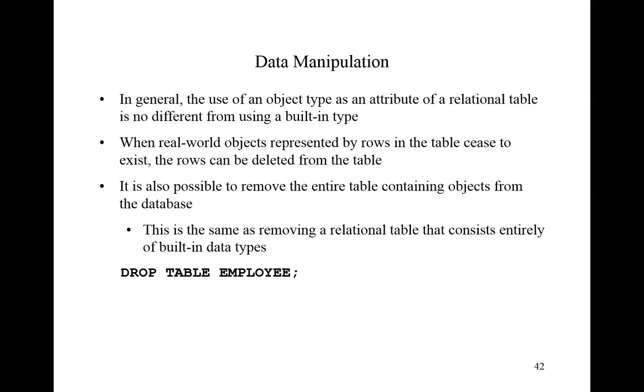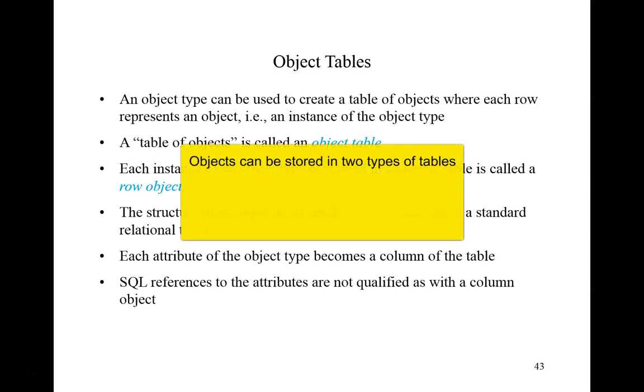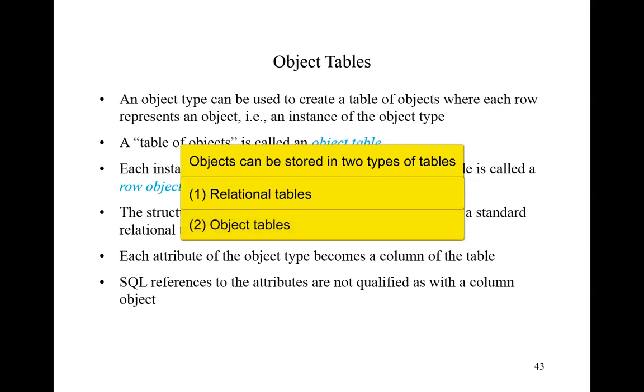Thus far in our example, we have simply extended a relational database management system to support user-defined types, revealing very little difference from the built-in types provided by our vendor. But now we're going to investigate something a little bit different. Objects can be stored in two types of tables. Relational tables, where objects are stored with other table data. The second type of table is an object table. These tables store only objects.